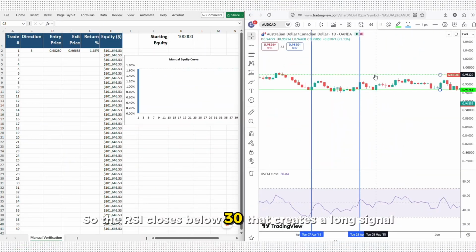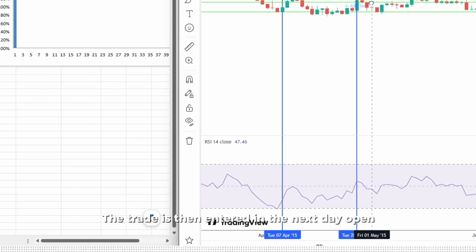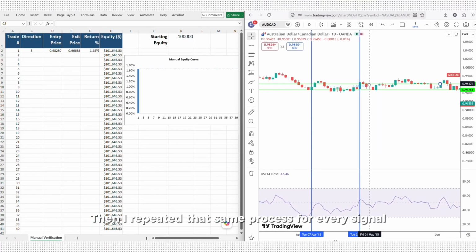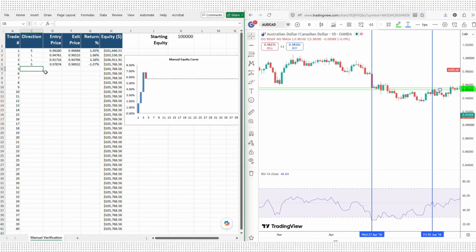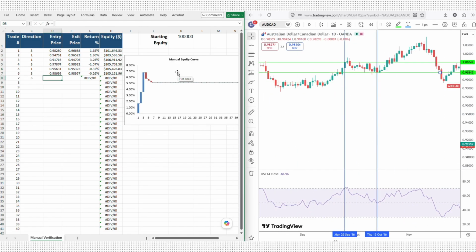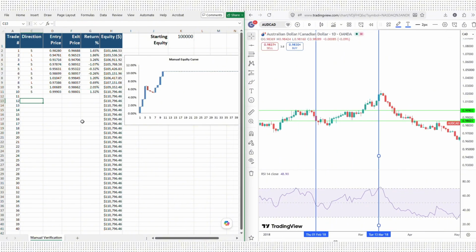So the RSI closes below 30, that creates a long signal. The trade is then entered at the next day open. And I repeated that same process for every signal. The purpose of the manual test was not to prove that the strategy worked. It was just to verify that the entry rules, the exit rules, and the percentage return calculations matched what was actually happening on the chart.